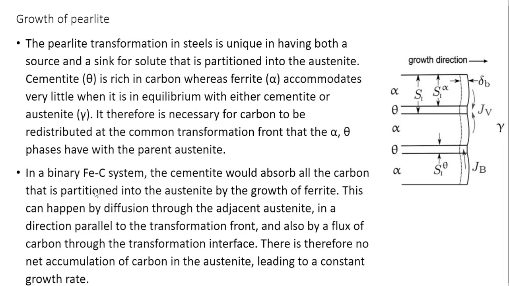In a binary iron carbon system, the cementite would absorb all the carbon that is partitioned into the austenite with the growth of ferrite. This can happen by diffusion through the adjacent austenite in a direction parallel to the transformation front, and also by flux of carbon through the transformation interface. This is J_B. There is therefore no net accumulation of carbon in the austenite, leading to a constant growth rate.